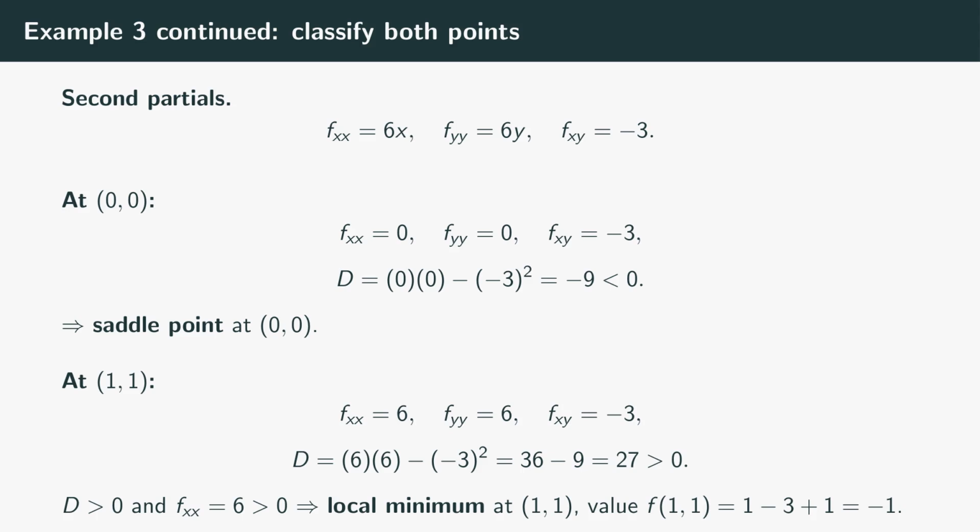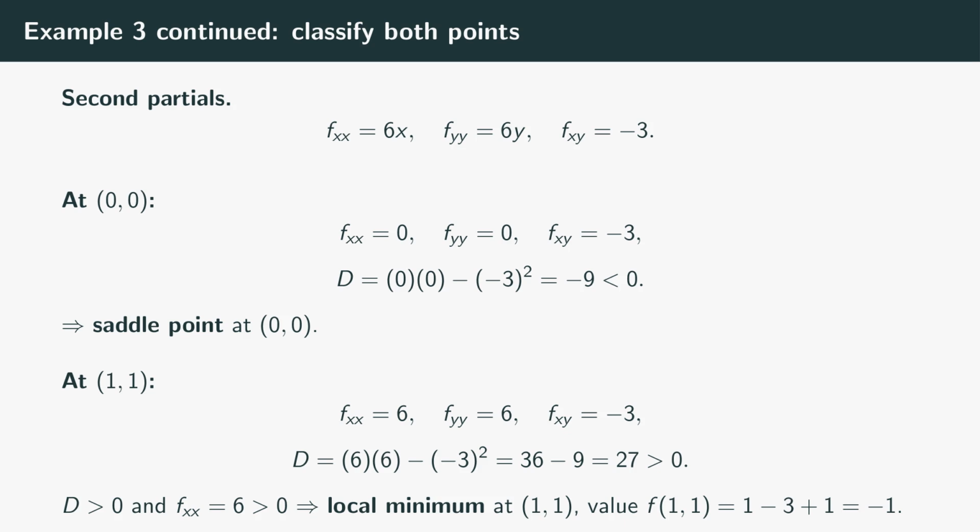The second partials of f equals x cubed minus 3xy plus y cubed are f sub xx equals 6x, f sub yy equals 6y, and f sub xy, the derivative of negative 3x with respect to y. Wait, careful, f sub x equals 3x squared minus 3y. So f sub xy is the derivative of f sub x with respect to y, which is negative 3. Same number from the other order, by Clairaut. At the origin, f sub xx equals 0, f sub yy equals 0, and f sub xy equals negative 3. The Hessian determinant is 0 times 0 minus negative 3 squared, which is negative 9, negative. So the origin is a saddle point.